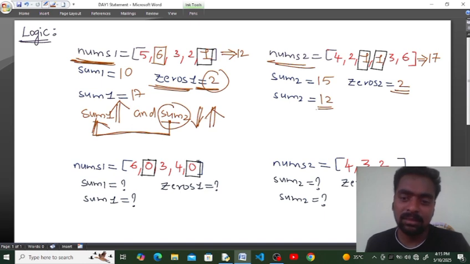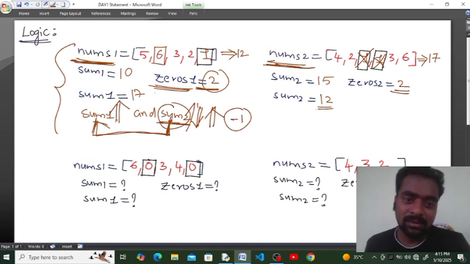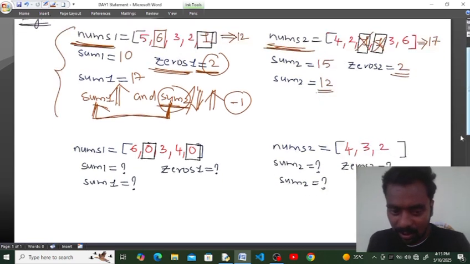So I hope you understood this. For example, sum1 is larger, sum2 is smaller, but in nums2 there are no zeros to replace so that sum2 will increase. As there are no zeros in nums2, it is not possible to increase the value of sum2. As a result, it is not possible to make sum1 and sum2 equal. So in that case, the answer is supposed to be -1. So I hope you understood this first example and the logic also, right? So let's move on to the second example.